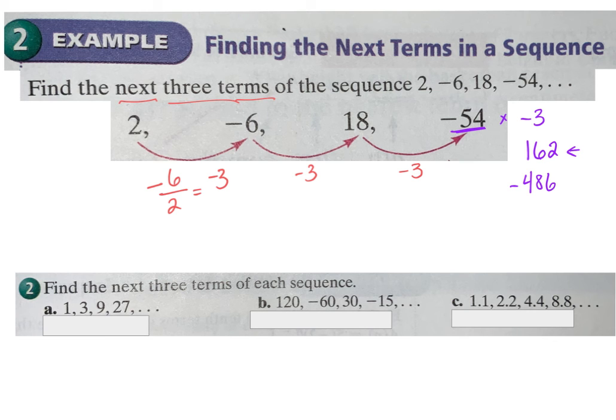All right. And then we're going to take that one and multiply by -3 and get an even bigger number, 1458. And so these would be the next 3 terms in my sequence. Once you figure it out, you're just multiplying to get it. So go ahead and do A and C.